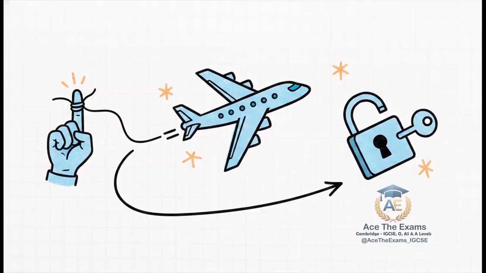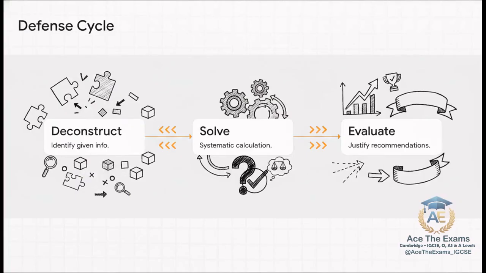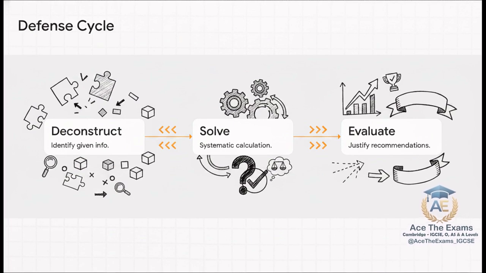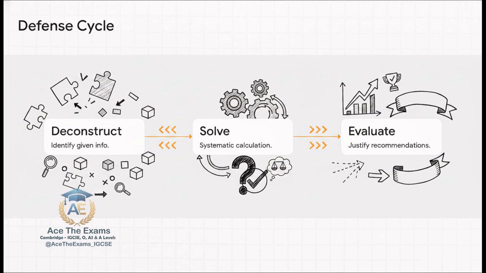We have reached our final section. Section 6, Deconstruct, Solve, Evaluate. This is where we bring everything together into the ultimate exam defense cycle, our final system for absolute success. Think of this as your final cheat sheet recap, a progress bar reaching 100% mark potential. This 3-step problem-solving cycle is the gold standard for structuring an answer that guarantees maximum marks.